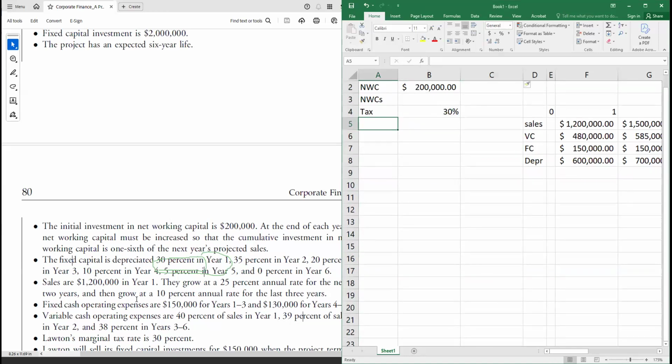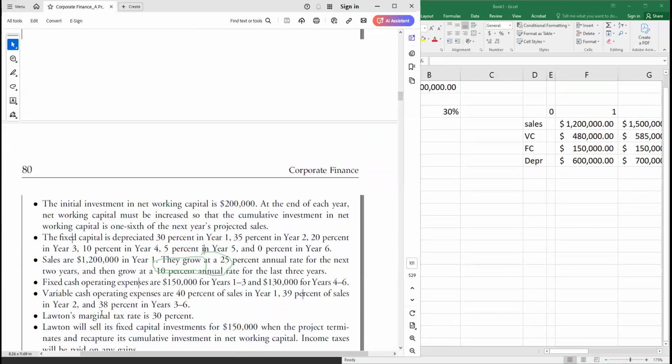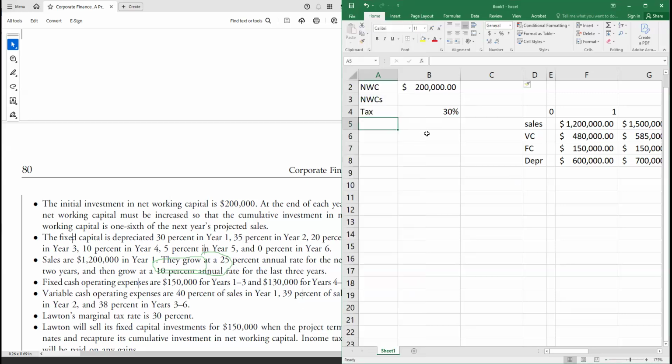And what else do I have here? It says that Lawton will sell its fixed capital investment for 150,000 when the project terminates and recapture its cumulative investment in net working capital. All that net working capital will be calculated right after. The liquidation value of the fixed capital investment, or salvage value, will be 150,000.